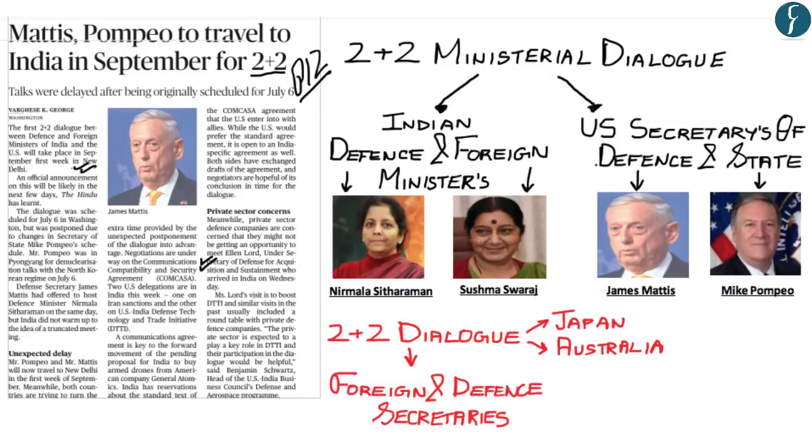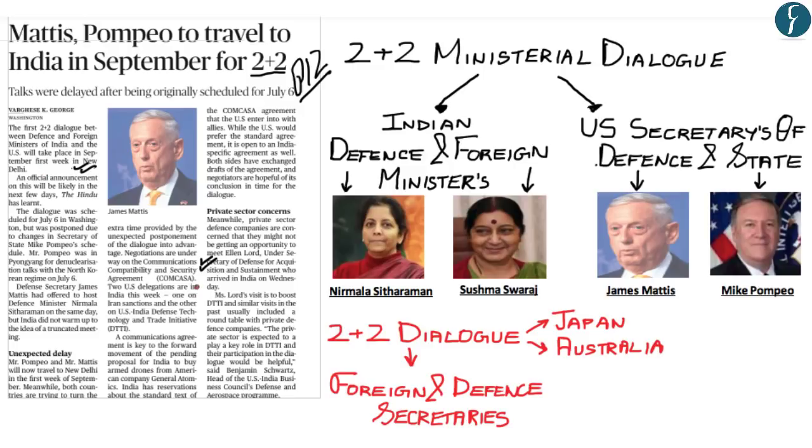So now hopefully you've understood the difference between the 2+2 ministerial dialogue between India and the United States and how it is different from the 2+2 dialogue that India has with Japan and Australia. And moreover, you also understand why this article is in the news, wherein the 2+2 ministerial dialogue between India and the United States is scheduled to take place in the first week of September.